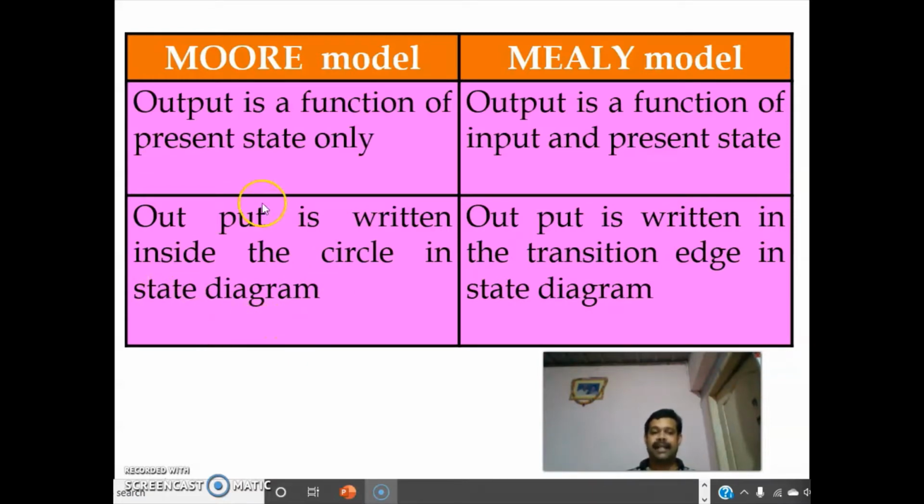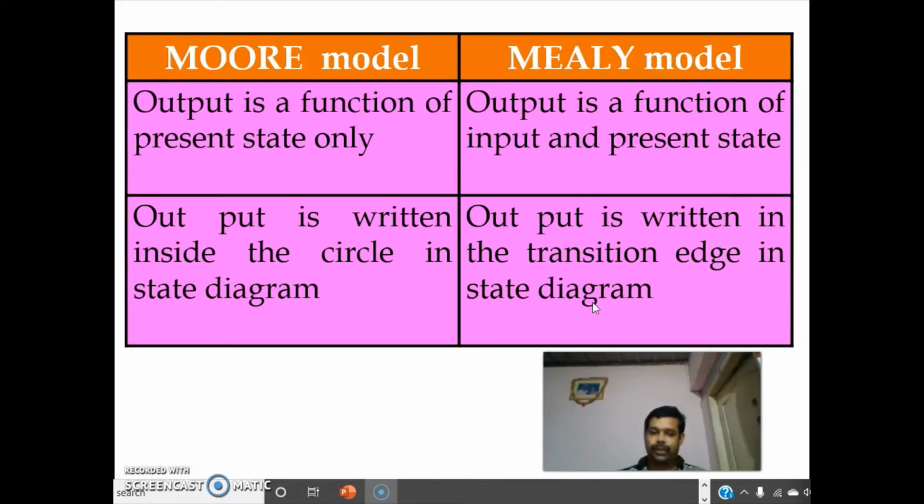In the state diagram, states are represented by circles, and transitions between the states are represented by a line segment with an arrowhead. The output is written inside the circle in the Moore model, and in the Mealy model, the output is written on the transition edge in the state diagram.